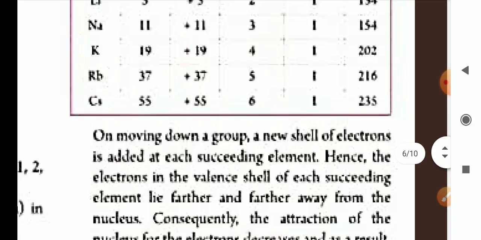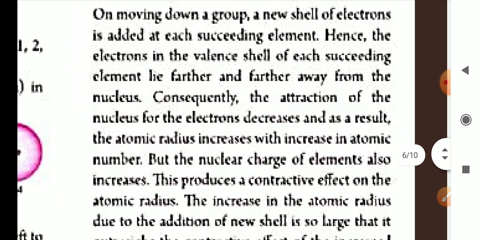On moving down a group, a new shell of electrons is added at each succeeding element. What I have told now: hence, the electrons in the valence shell of each succeeding element are further and further away from the nucleus. So one orbit is added, and the distance between the last orbit and the nucleus is increasing.